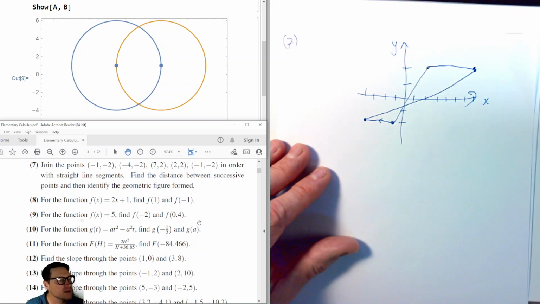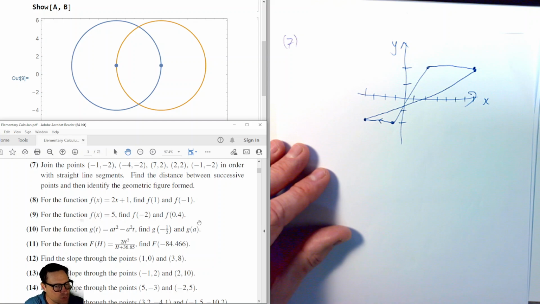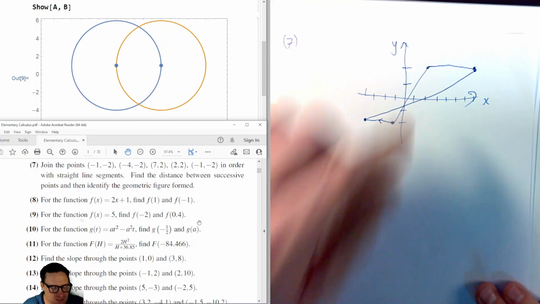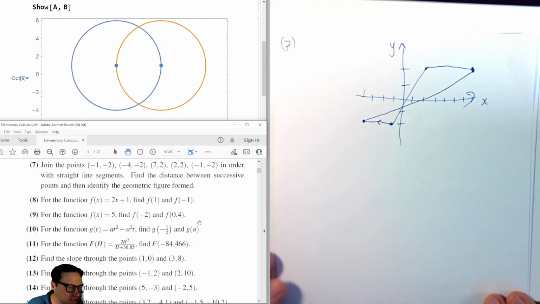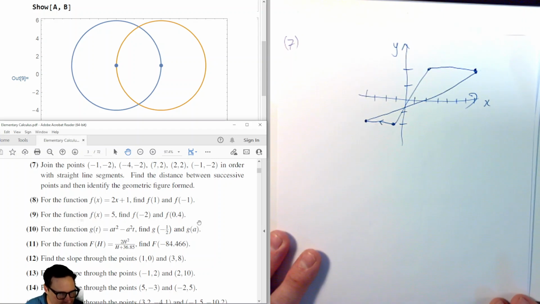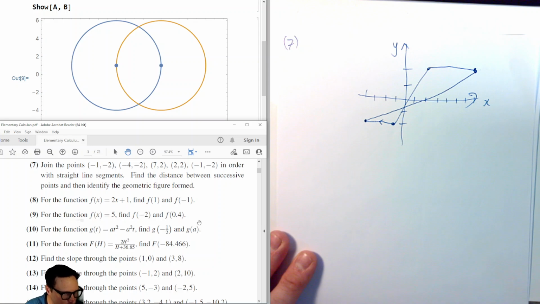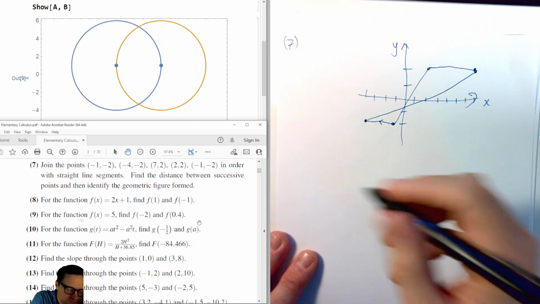Okay, so we've done that. Find the distance between successive points and then identify the geometric figure formed. Well, I don't know what this is called. There might be a typo in the problem, so I don't know the answer to what this is called, but let's find the distances between each successive point. Okay, so the distance between these two is easy because they have the same y-coordinate. But there's a distance formula.